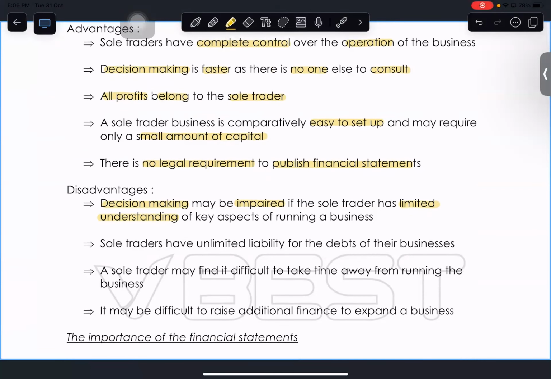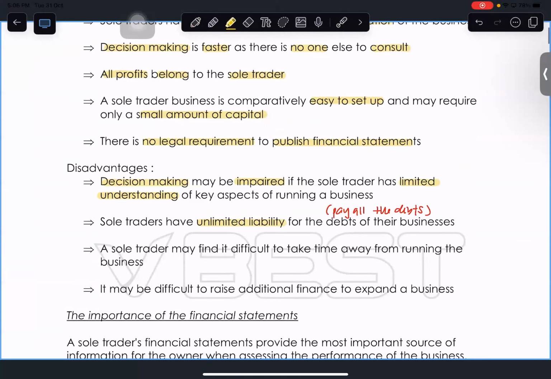And then the sole trader has unlimited liabilities. Okay, they have to bear all the debts. They have to pay all the debts. No matter how much you're owing to each of the suppliers, you are the one that has to settle all the debts. You can't just leave it there, because you have unlimited liability.